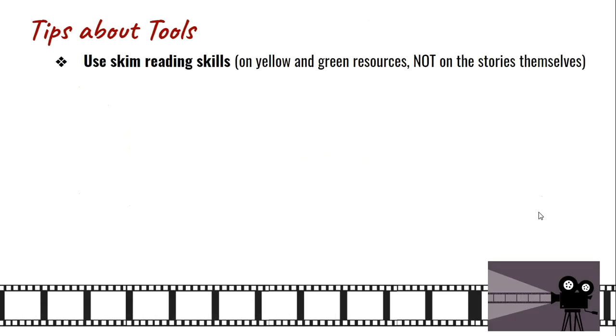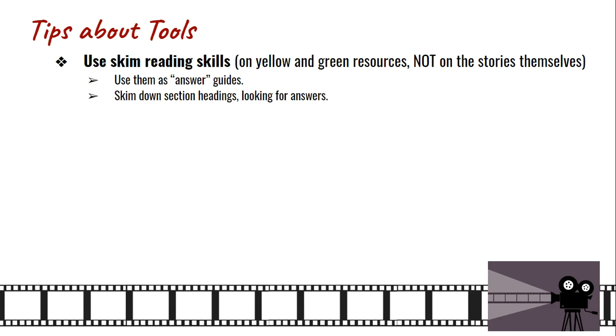A couple tips about your tools. Use your skim reading skills, especially on those yellow and green resources. They're not there for you to read all the way through. You do need to read your story all the way through. You do sign an honesty statement that you read or listened to your story all the way through. But the research pieces in there, they're just answer guides. So skim them, look through the headings, use those wisely.